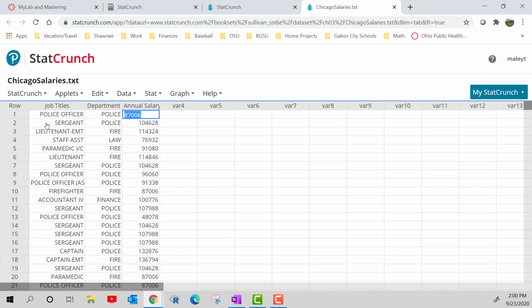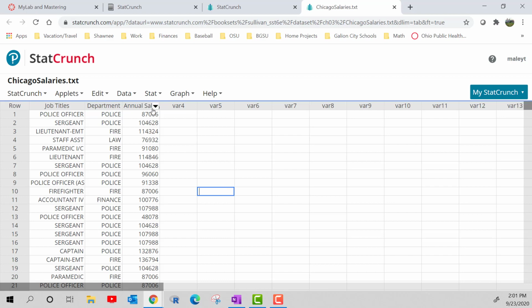Where if I go to the second thing, this is a new person who's a sergeant. They're also a police officer, and they make this salary, $104,628, right? And then you can see row 3, we have a lieutenant EMT. They work for the fire department, and they make this money, right? And then we got staff assistant for the law office, and they make this amount of money, right? So each row is an individual person, right? We have 3 different variables.